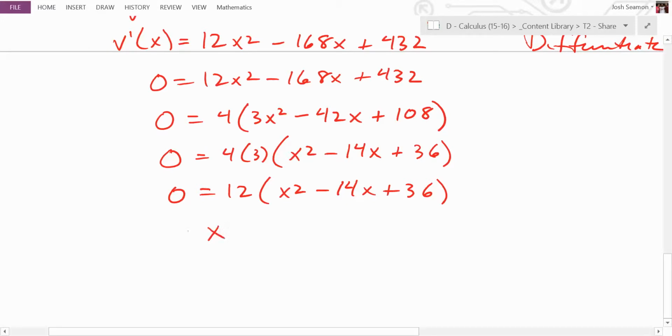0 equals x squared minus 14x plus 36. And what's the method we like to start with if possible? We love to see if it's factorable. And why is that the nicest type of quadratic to try to factor? There's no coefficient. Well, there is a coefficient, it's 1. The leading coefficient is 1. Exactly. So we're looking for two numbers that multiply together to get 36, but add together to get negative 14.